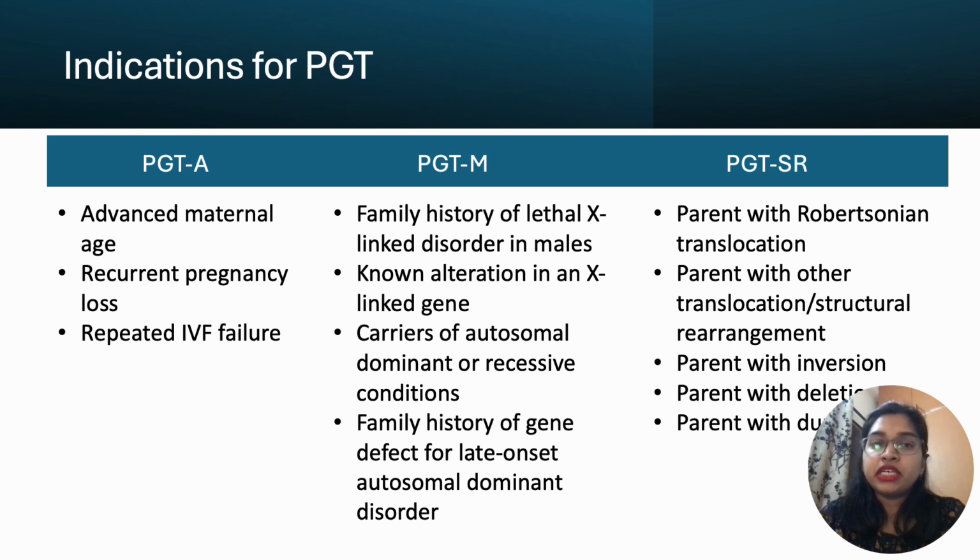Next is PGT-M. For PGT-M, indications are if there is any family history of lethal X-linked disorder in males, known alteration in an X-linked gene, carriers of autosomal dominant or recessive conditions, if there is a family history of gene defect for late onset autosomal dominant disorder. And when we talk about PGT-SR, then its indications are parent with Robertsonian translocation, parent with other translocation or structural rearrangement, parent with inversions, deletions or duplications.